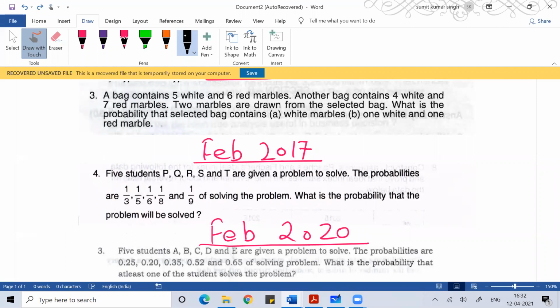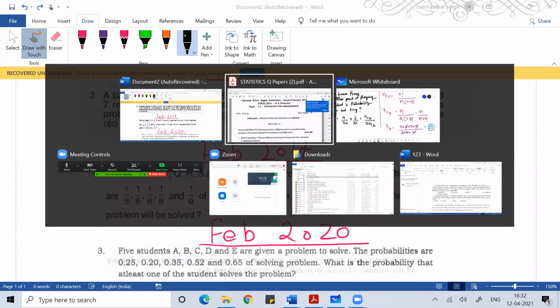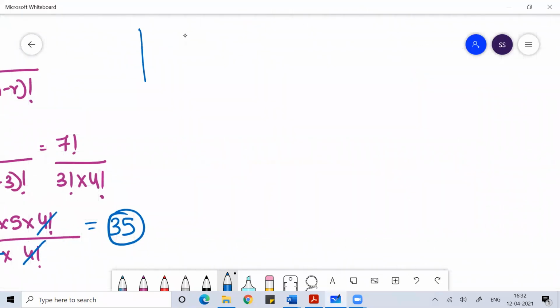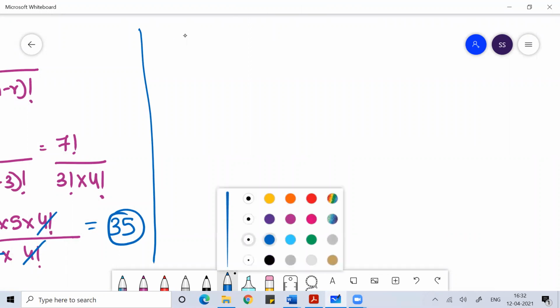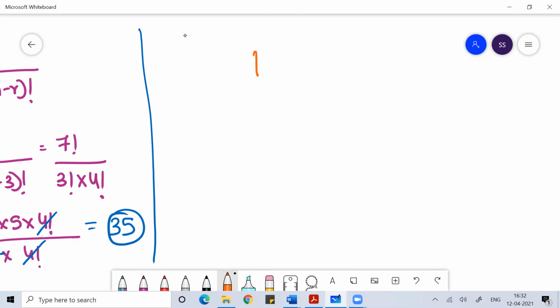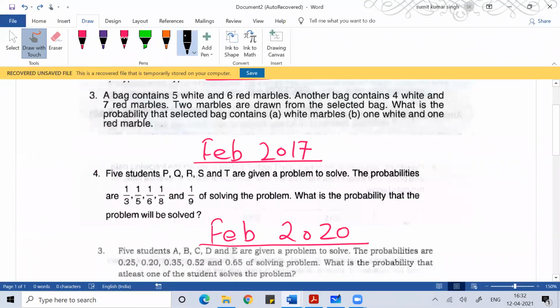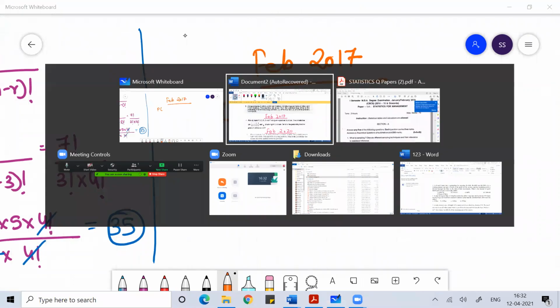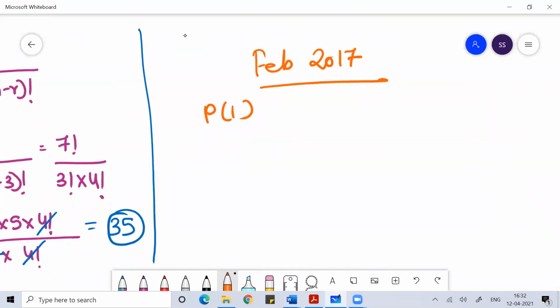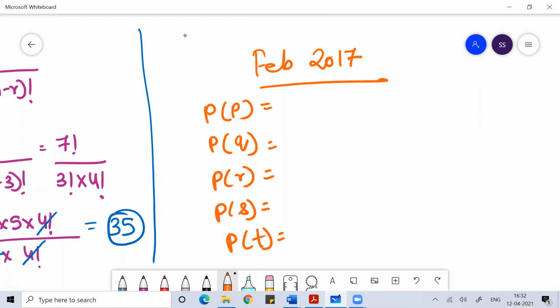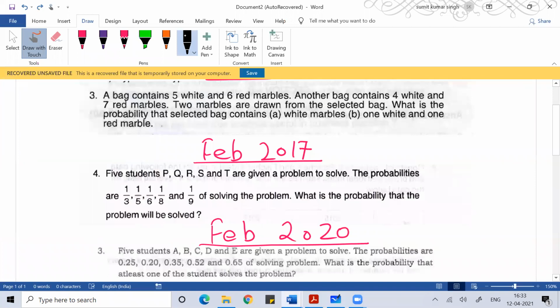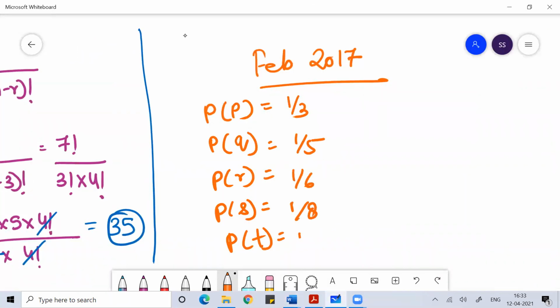So here, if you see this problem which came in Feb 2017, let me do this question. The probability that P, Q, R, S, T can solve the problem: P can solve the problem 1 by 3, Q 1 by 5, R 1 by 6, S 1 by 8, T 1 by 9.